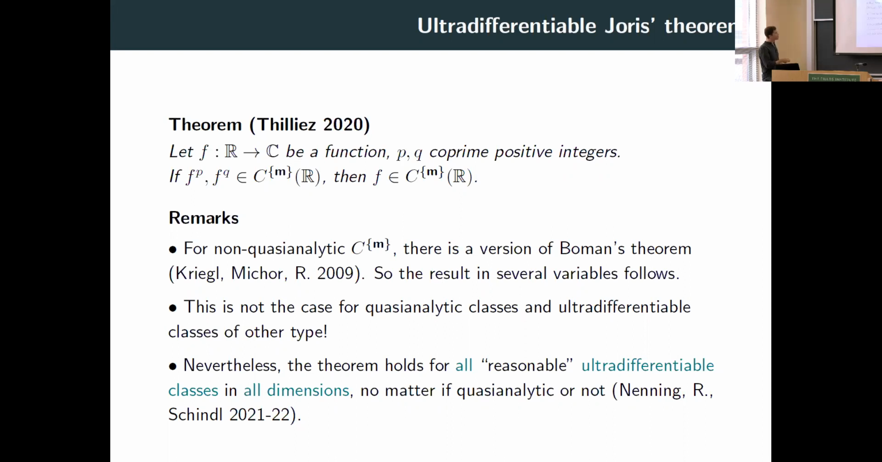But we could manage to do that in two recent papers. So actually, this theorem remains true for all, I put here reasonable, ultra-differentiable classes in all dimensions, no matter if quasi-analytic or not. What do I mean by reasonable? I mean that I have to impose some conditions on the weights which are involved.